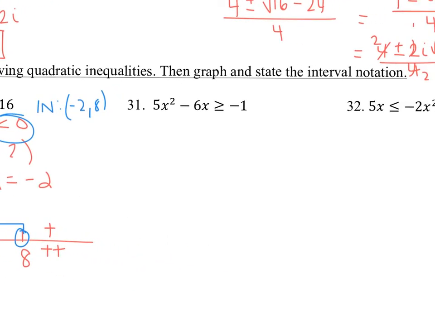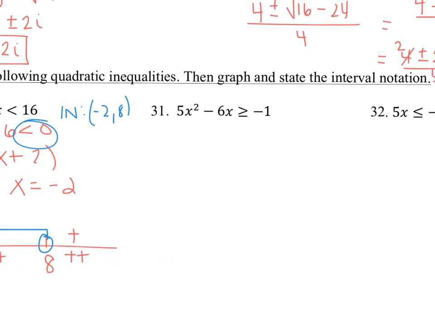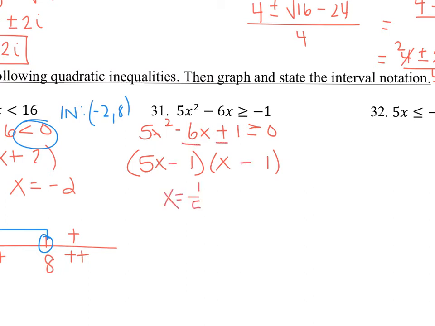For the next one, I'm going to make it equal 0 by adding 1 to the other side. So now I have to factor, and I know it's 1 and 1. To get a negative and a positive, they're both negative. So x is 1/5 and x is 1. So now I'm going to plot this on my number line, 1/5 and 1. So now I have to pick a number to the left of 1/5.